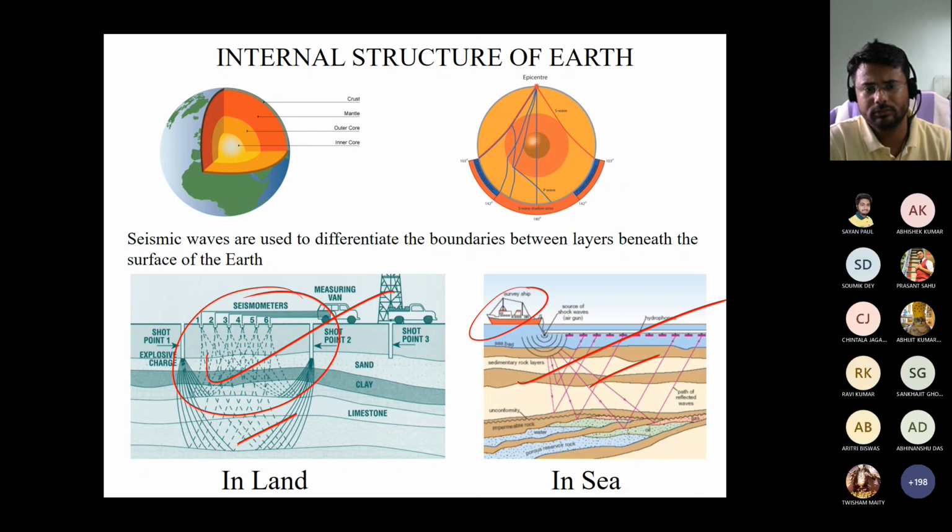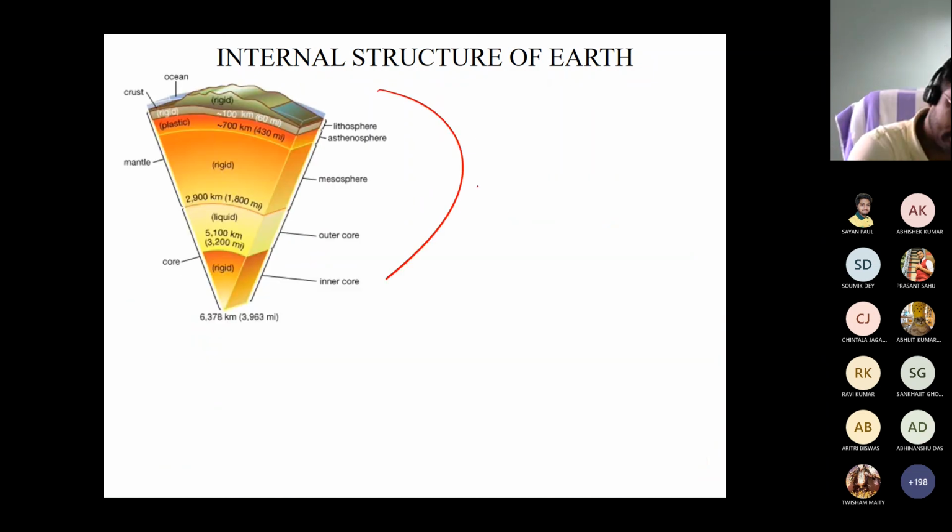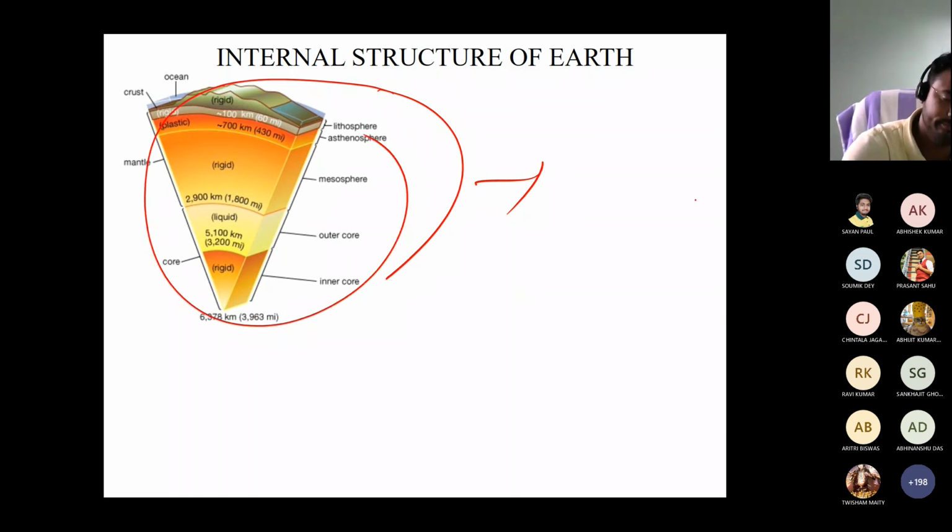Okay. So this is how it is done on land, and this is how it is done in the sea. And eventually we get the internal structure of the earth. We will talk about this in the next class. Okay?